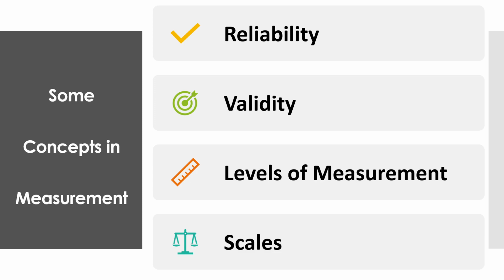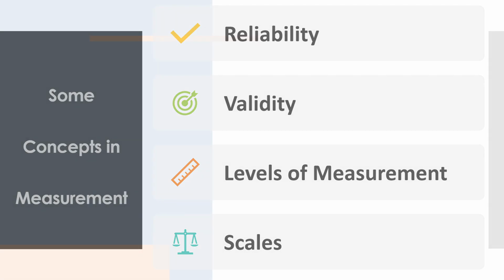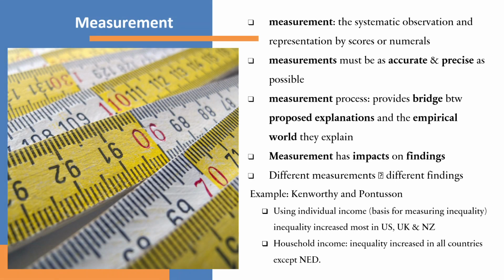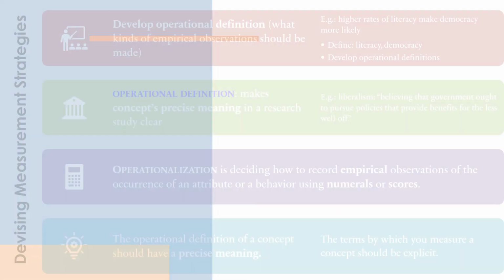We actually didn't mention levels of measurement, and so we'll be talking about those and the different scales. There are quite a number of scales that we shall be talking about. We talked about measurement being the systematic observation of phenomena and their representation by scores.